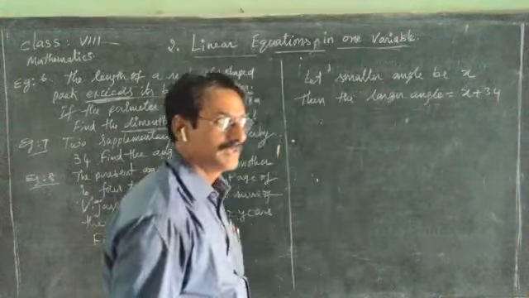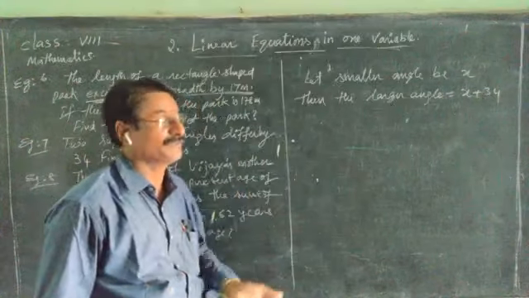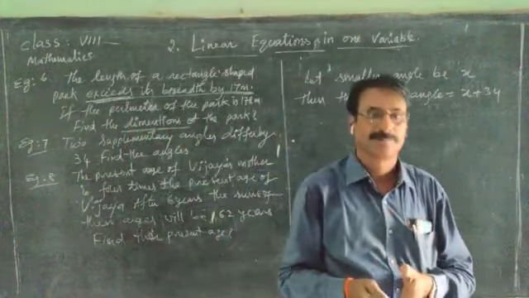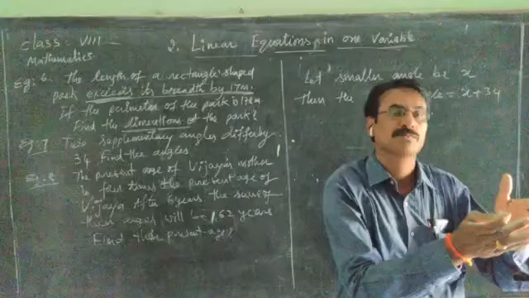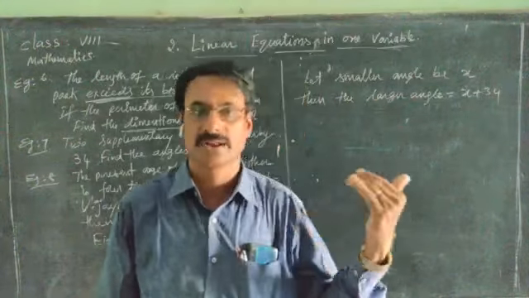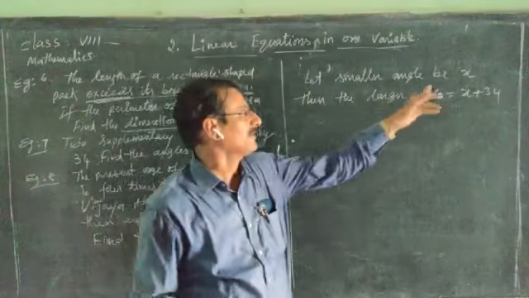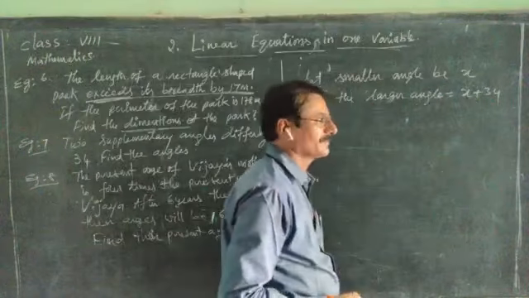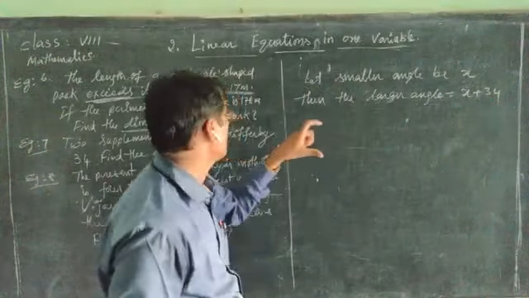Why? The difference of two angles equals 34. That means one angle is 34 degrees more than the other one. One is smaller, the other one is bigger. Let the smaller one be x degrees and the larger one be x plus 34. These two are which type of angles?